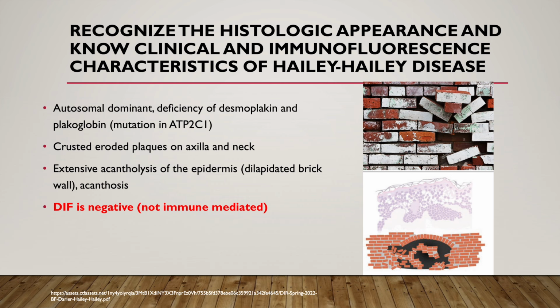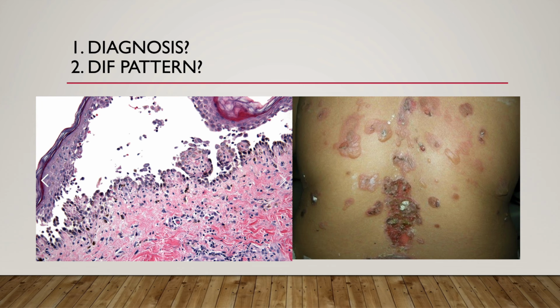The autosomal dominant mutation in ATP2C1 leads to deficiency of desmoplakin and plakoglobin. And you'll have this dilapidated brick wall appearance as you can see here. So in this other case, we see some flaccid bullae that have kind of a fluid level. It's dependent on gravity. And if it pops, you have this macerated lesion. Histologically, you have this suprabasilar acantholysis. You have dyskeratosis that's not as prominent, and you have some tombstoning, meaning the hemidesmosomes attach, but not the desmosomes next to each other. What is the diagnosis and DIF pattern?